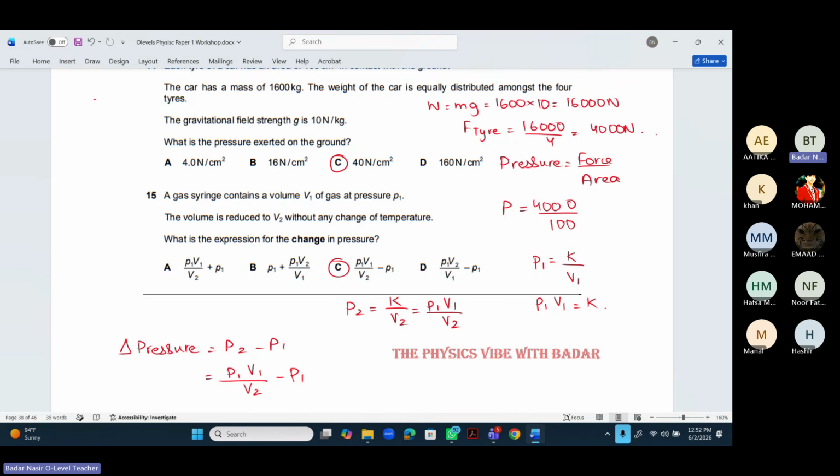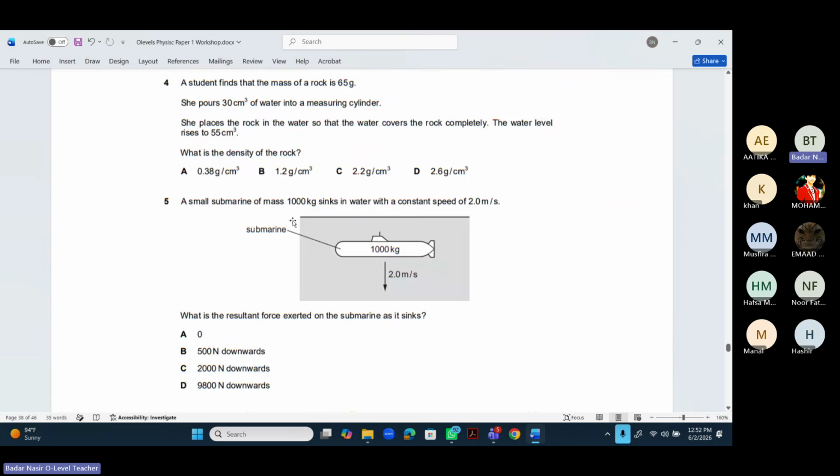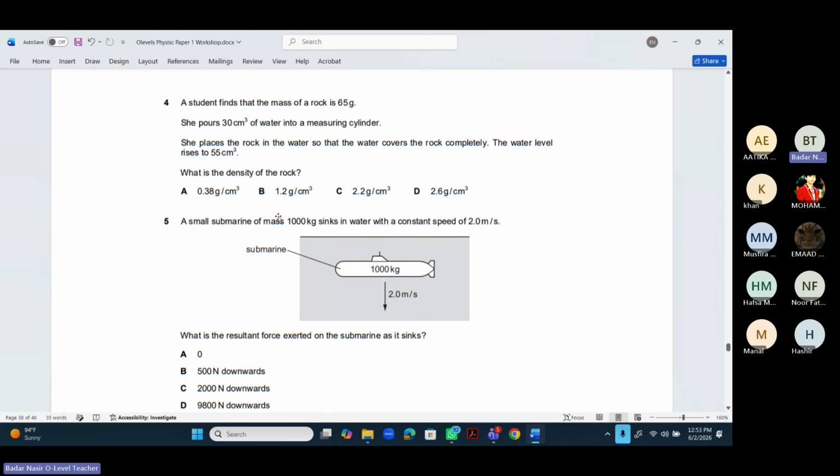Okay, now next we have, let's just quickly do this. A student finds that the mass of a rock is 65 grams. She pours 30 centimeter cube of water into a cylinder. She places the rock in the water so that the water covers the rock completely.